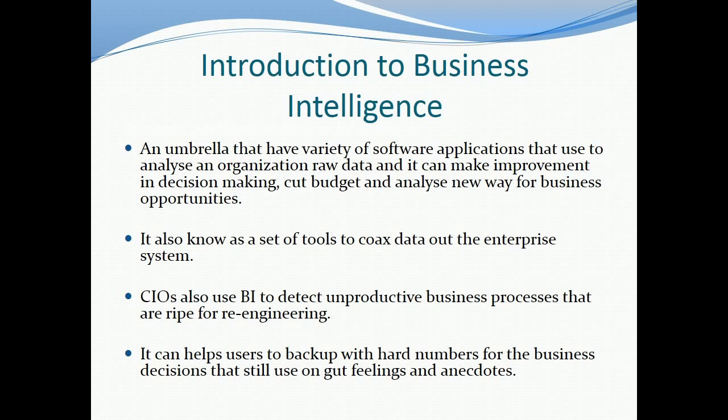Introduction to Business Intelligence. Business intelligence can be defined as an umbrella of software applications used to analyze an organization's raw data, and it can improve decision making, cut budget and analyze new ways for business opportunities. It is also known as a set of tools to coax data out of the enterprise system. BI is also used to detect unproductive business processes that are ripe for re-engineering. It can help users back up with hard numbers the business decisions that are still made on gut feelings and anecdotes.